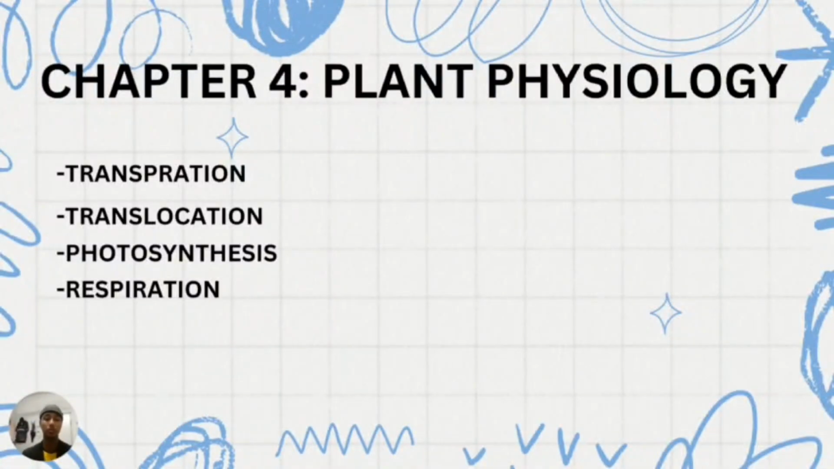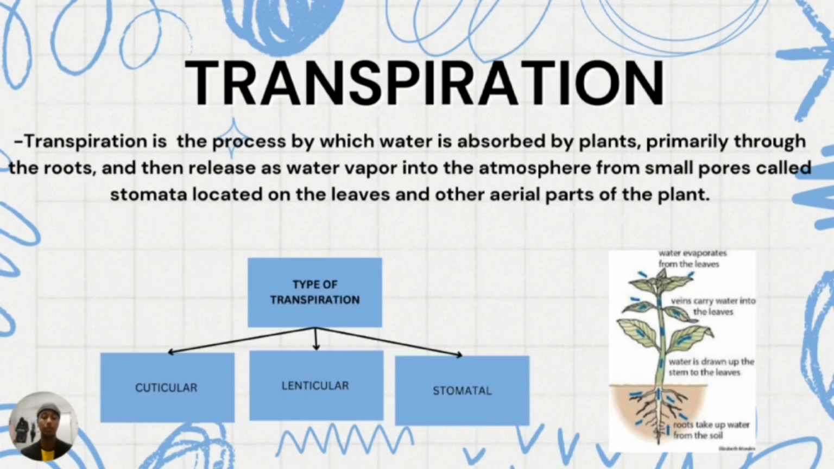Hi, Assalamualaikum. So we are going to explain the next chapter, chapter 4, plant physiology. The first subtopic for chapter 4 is transpiration. Transpiration is the process by which water is absorbed by plants primarily through the roots and then released as water vapor into the atmosphere from small pores called stomata located on the leaf and other aerial parts of the plants.